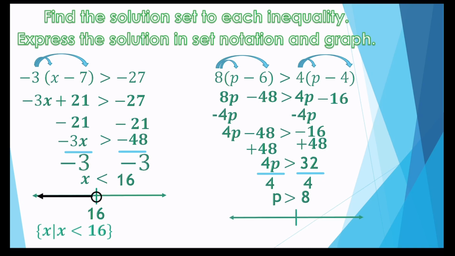So we draw my number line. I place the number 8 right in the center. It's going to be an open circle, and it's going to shade to the right this time. My set notation is p such that p is greater than 8. You have to know how to write that. It's very important. There is another notation called interval notation, and we will get to that this year.